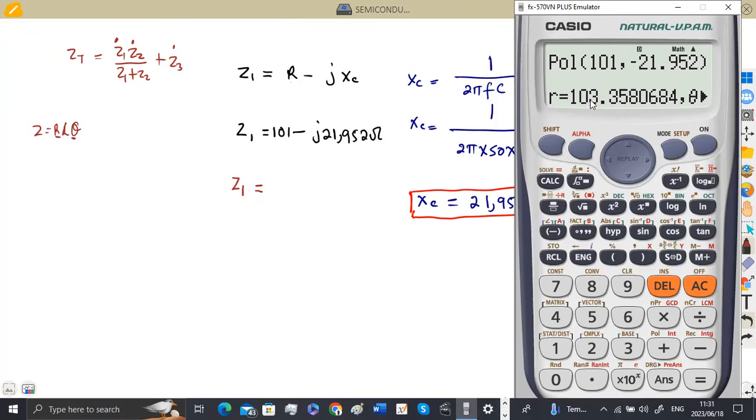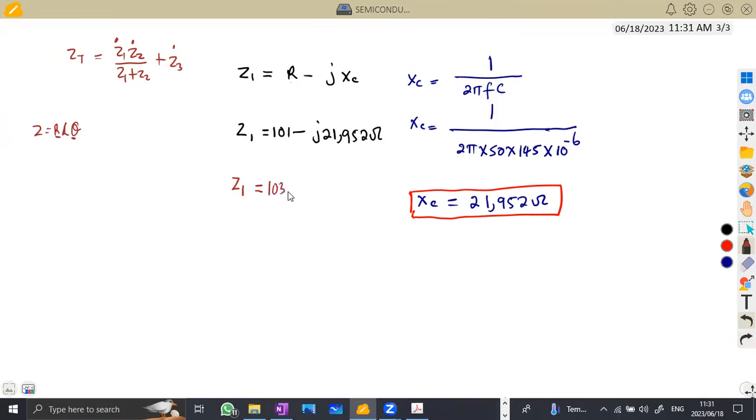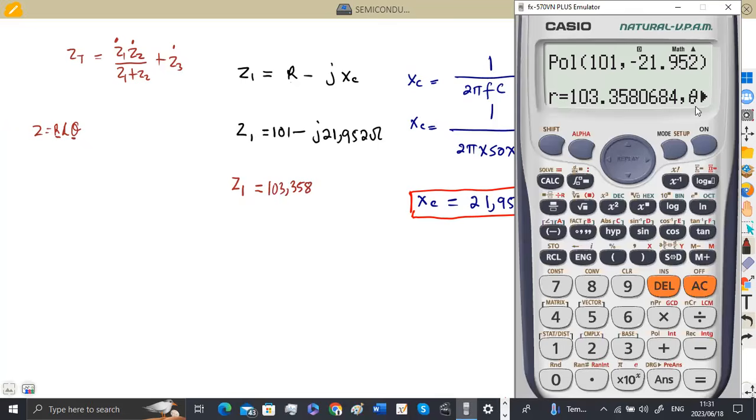That is going to be 103.358, like this. Also on your calculator, we need theta. So theta is also given. If you move this arrow aside, it gives you the value of theta. So you move until you see your theta properly, like this. So this is our theta, which is negative 12.252 and so on, 262 and so on. So to 3 decimal places, that's negative 12.262.